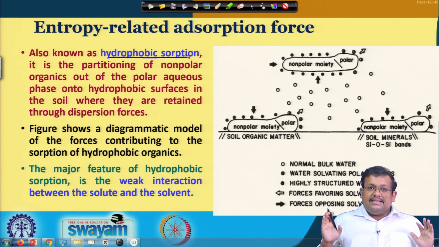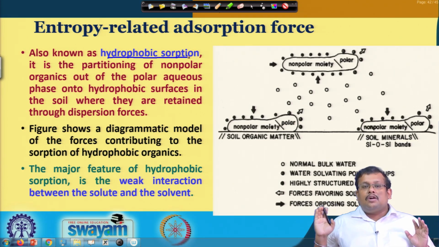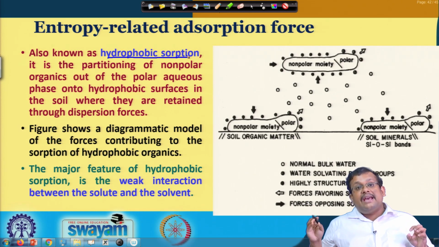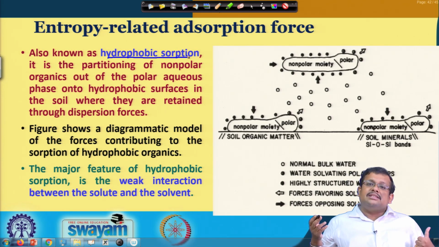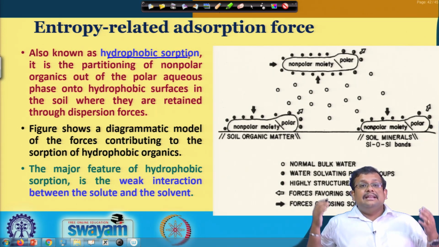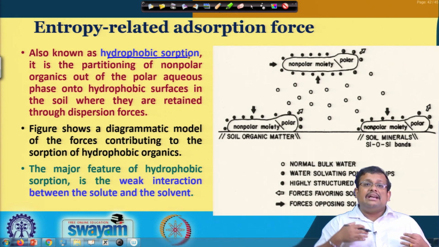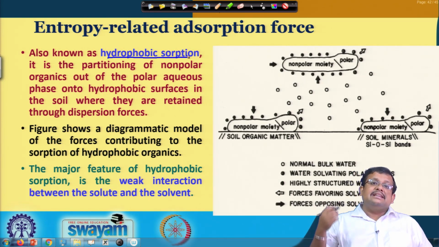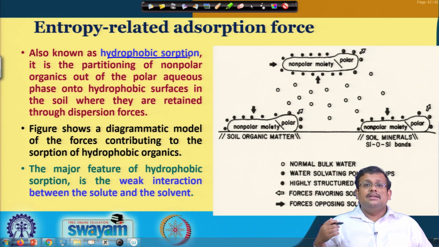Again, it is the partitioning of nonpolar organics out of the polar aqueous phases onto the hydrophobic surfaces in the soil. So, where do the hydrophobic surfaces in the soil occur? Maybe in the organic matter. In the organic matter, this hydrophobic surface can separate out these nonpolar organic compounds from their polar aqueous phase and help their retention into the soil. So, this is known as hydrophobic sorption.